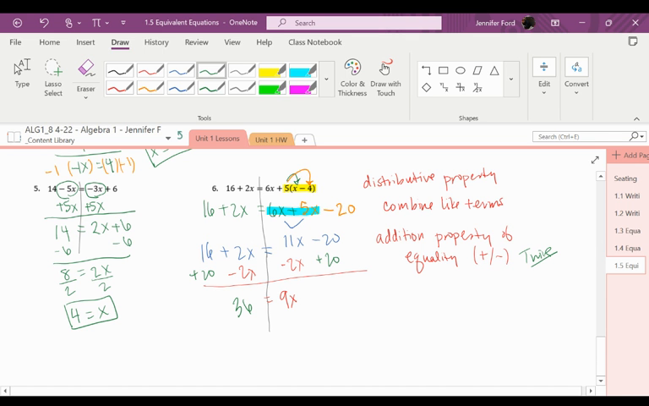And then the last thing I'm going to do is the multiplication and division property of equality. So I'm going to do the same thing on both sides. I'm going to divide both sides by 9 because my goal is to get 1x, and 9 divided by 9 is 1, and 36 divided by 9 is 4. So x equals 4.